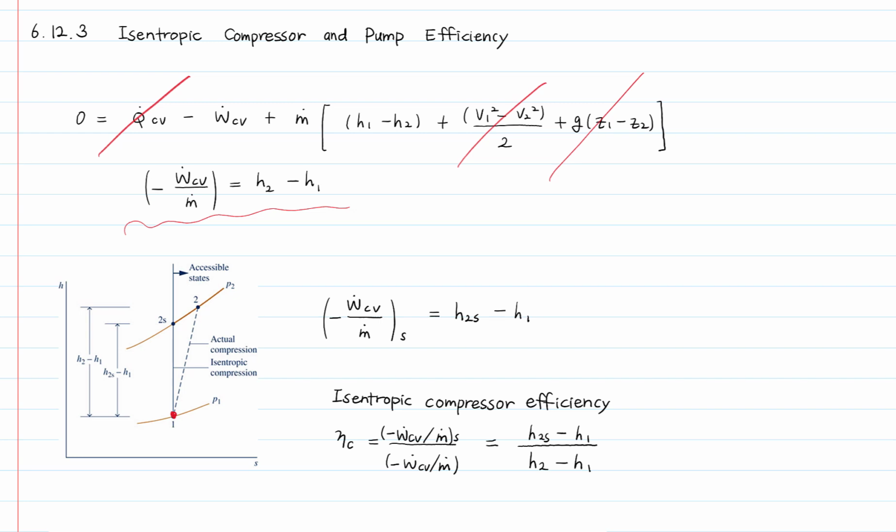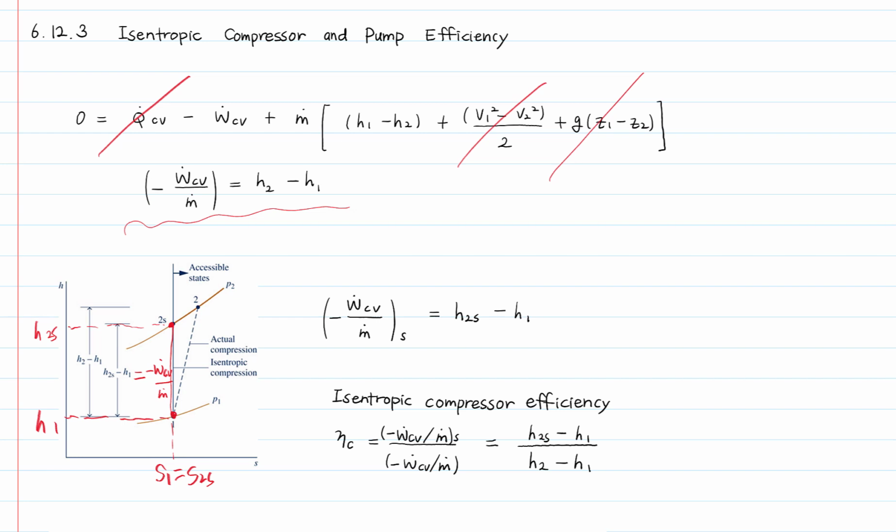So s1 equals s2s. So it goes straight up. So state 2s is here. s1 equals s2s. And the enthalpy at state 1 is h1. Enthalpy at state 2s is h2s. So h2s minus h1 is the work input. This is the work input for the isentropic compressor.